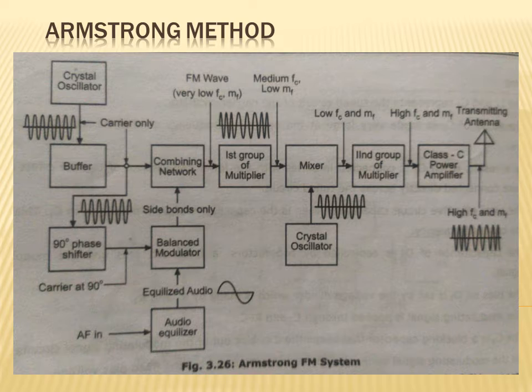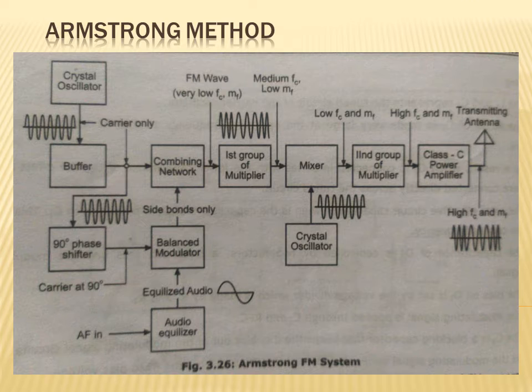It consists of crystal oscillator, buffer, 90-degree phase shifter, audio equalizer, balanced modulator, combining network, first group of multiplier, mixer, carrier oscillator, second group of multiplier, class C power amplifier and transmitting antenna. So we will see the function of each block one by one.